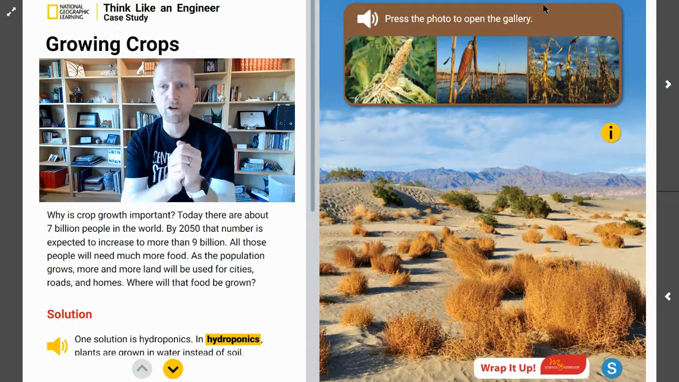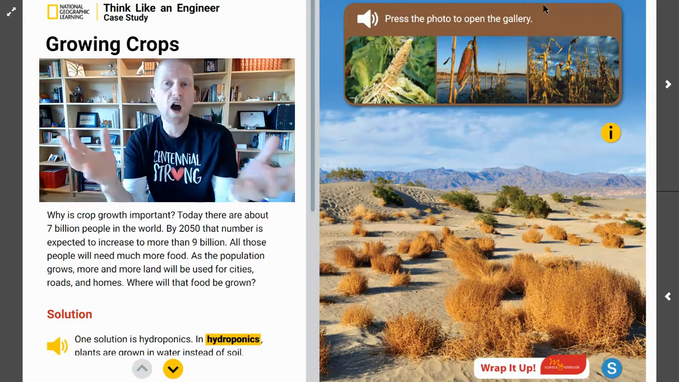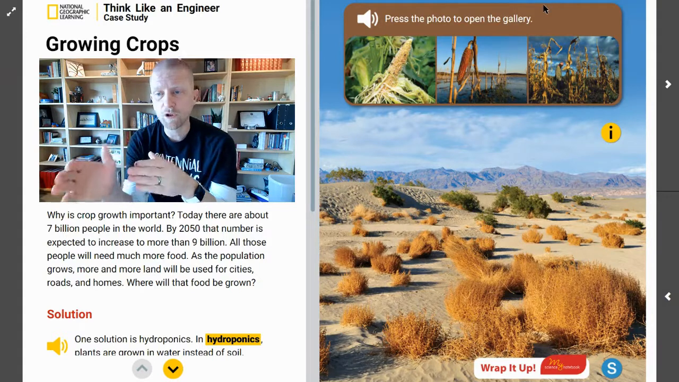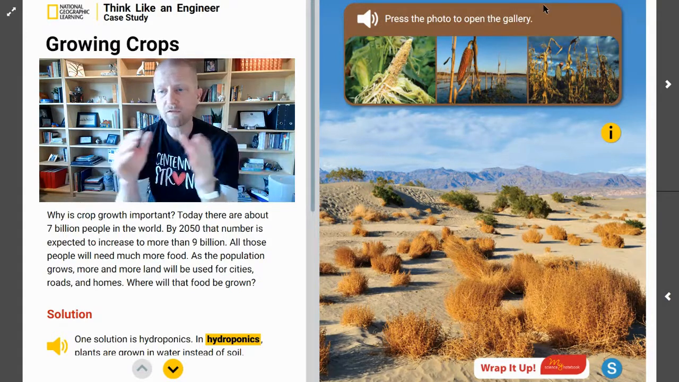Now I know what you're asking. You're asking, well, why is crop growth important? Well, today, there are about 7 billion people in the world. By 2050, that number is expected to increase to more than 9 billion. All those people will need much more food.